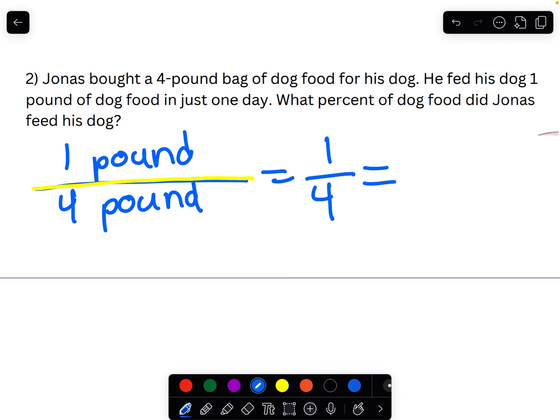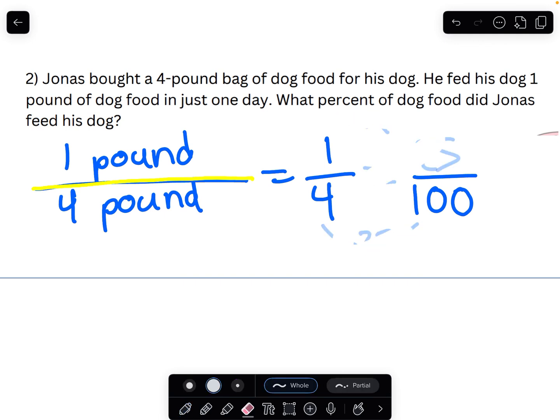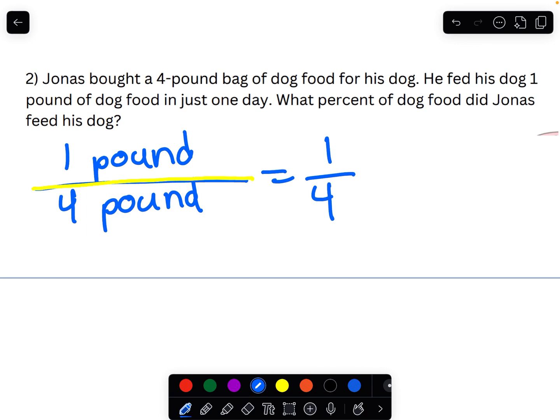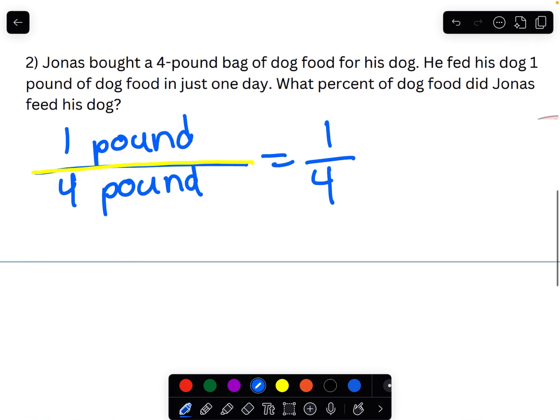There are a few different ways that you could solve this. One way is, we know that 4 is a factor of 100. 4 times 25 equals 100, which means 1 times 25 also equals 25 out of 100. So that's one way to solve it. That's a little bit faster than using long division. But let's say you don't know that, and that's okay if you don't. Then you can do the traditional long division way.